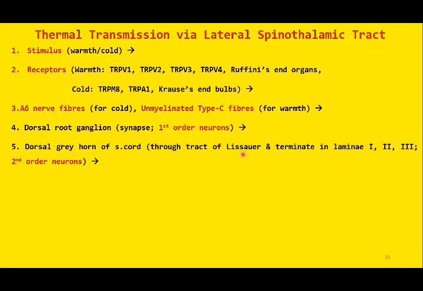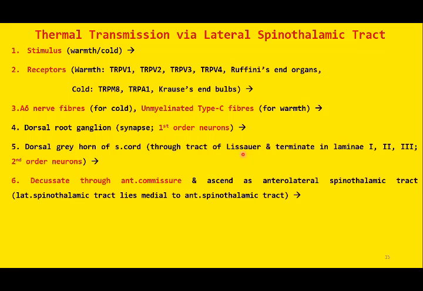So from here, the axons of the second order neurons will arise. And this is the site for decussation. The decussation occurs within the spinal cord, unlike the DCML pathways, in which decussation takes place at the level of medulla. In anterolateral spinothalamic tracts, decussation takes place at the level of spinal cord.